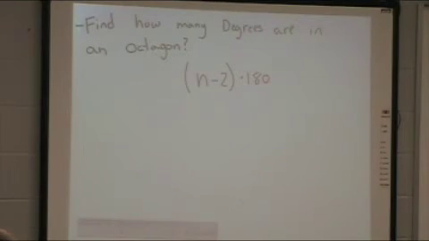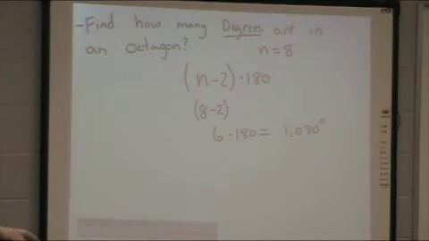Yes. Now, our assignment for this problem is to find how many degrees are in an octagon. This is the formula to find how many degrees. How many sides are in an octagon? 8. So I plug in 8 for n, and I get 8 minus 2, which equals 6. 6 times 180 equals what? 1080. So in an octagon, there's 1080 degrees. This little symbol up here means degrees.